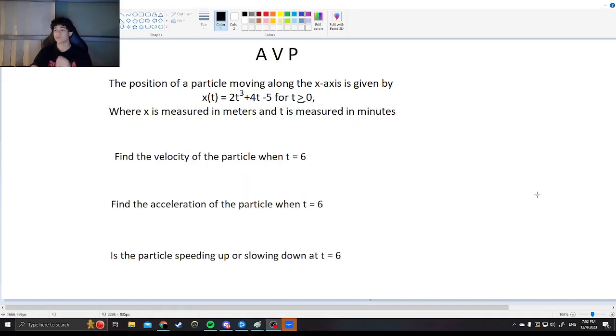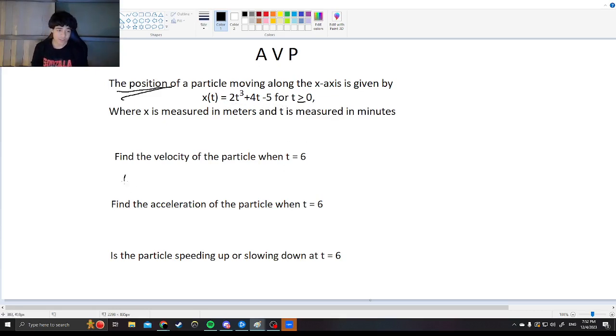Okay, so now we have 3 more problems. This is a different type of problem, but it's using the same equation. So the first one is asking for the velocity of the particle when t equals 6. So up here we have the position function, right? It gives you the position of the particle. The velocity comes after position. It is the derivative of the position function. So to find the velocity or the speed or the slope, you're going to derive your original function and then plug in the 6 that it's telling you.